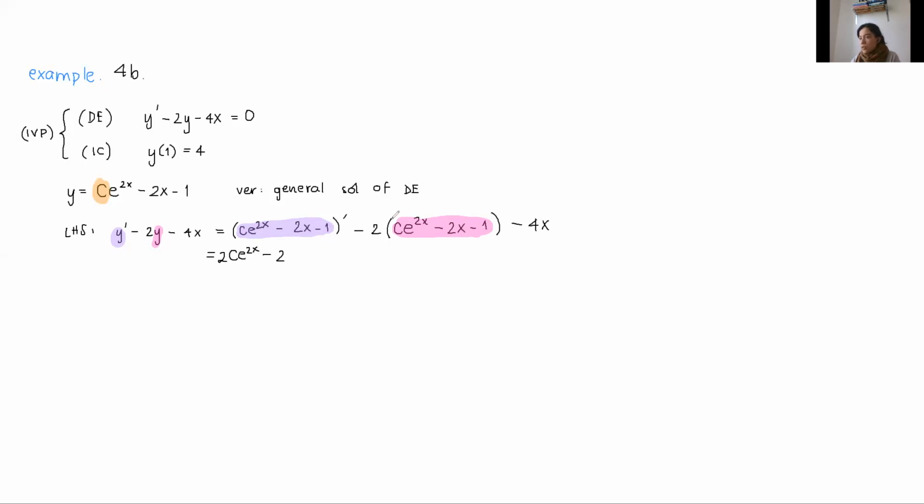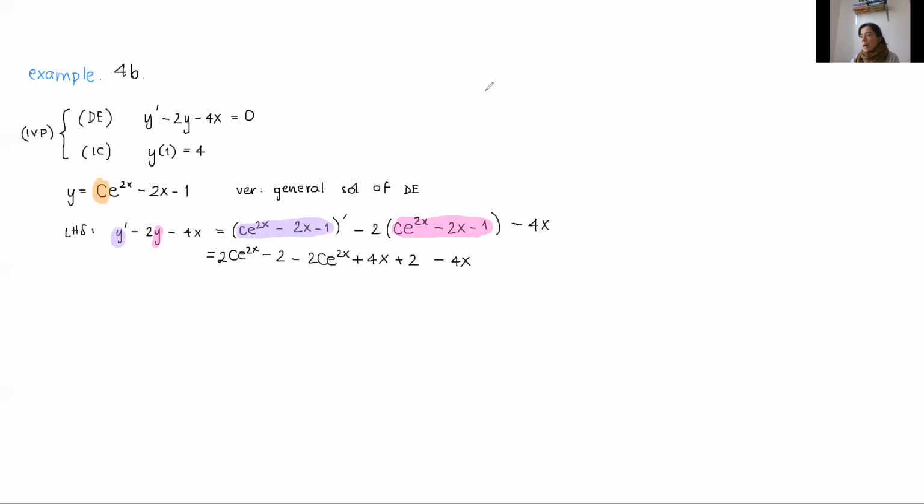And then I'm going to distribute the 2 here onto the second term because I know that eventually I would like to simplify everything. So that's what I'm going to try to do. Then I have minus 2c e to the 2x minus 2 times minus 2x, so that's plus 4x. And then minus 2 times minus 1 is plus 2. And then this is minus 4 times x. Okay.